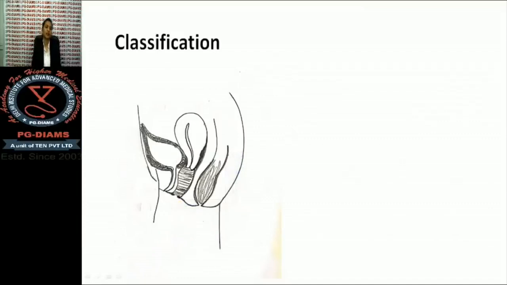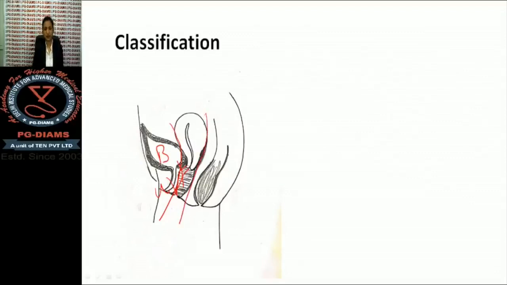That's the anterior compartment, the bladder and the urethra. A prolapse of bladder or urethra through the anterior vaginal wall, this part. This prolapses from here or this prolapses from here. That is called anterior compartment prolapse.